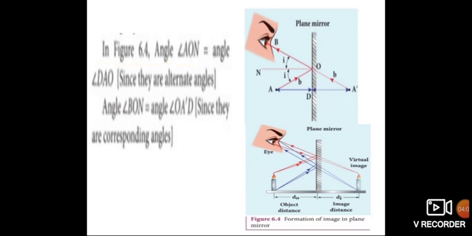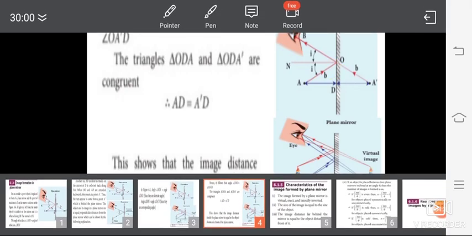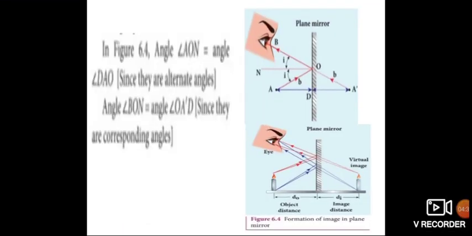In the figure, the angle AON is equal to angle DAO. Okay, students, this angle I is also equal to this value, DAO. Since the angle BON is the corresponding angle, BON is equal to angle OA dash D. This angle is equal to this angle, that is OA dash D.